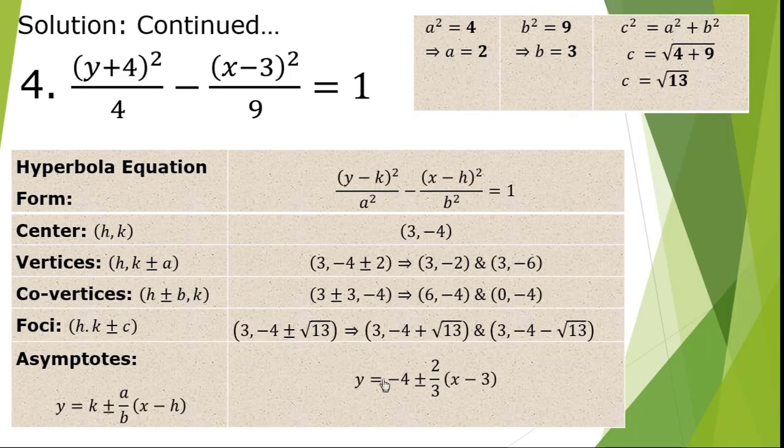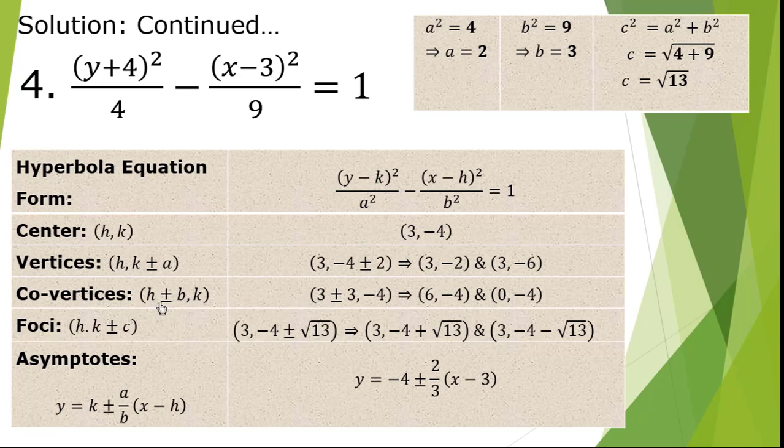For the table here, we have center at HK. So again, let's have our H is 3 and our K is negative 4. Then the vertices of this hyperbola are at H, K plus or minus A. So our H is 3 and then K is negative 4 plus or minus our A, which is 2. Then simplifying, you copy 3, then negative 4 plus 2, that is negative 2. Then negative 4 minus 2, that is negative 6. So the coordinates of the two vertices of this hyperbola lie at 3, negative 2, and another point 3, negative 6.